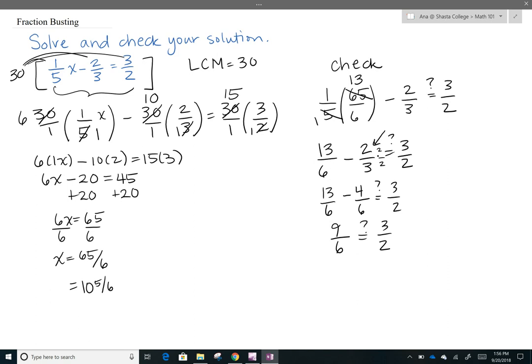And the way that I know that is I divide out 3 from both the numerator and the denominator. 9 divided by 3 is 3. 6 divided by 3 is 2. And so I have checked my solution.